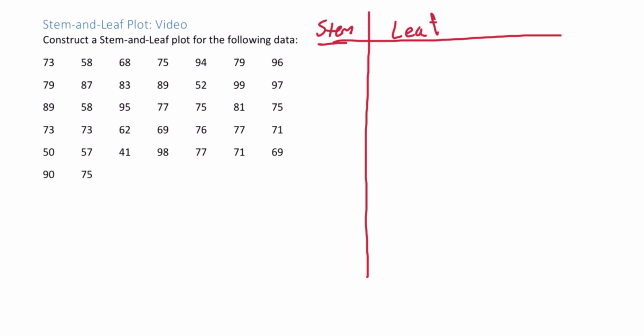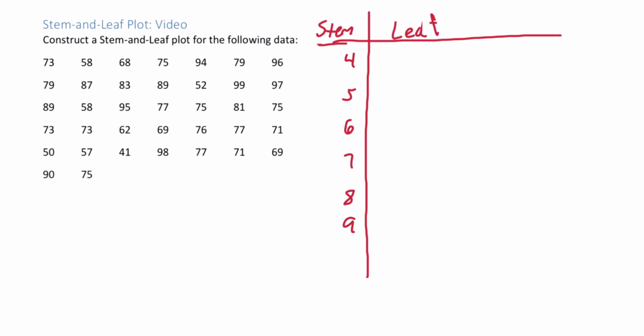Looking at the data, notice that all of the data has 2-digit numbers. We're going to use the first digit as the stems. Notice that the numbers go from somewhere in the 40s at the lowest point to somewhere in the 90s. Doing a quick scan, we can see it starts in the 40s and goes up to the 90s. So the stems will be 4, 5, 6, 7, 8, 9. And the leaves will be the second digit in the data.